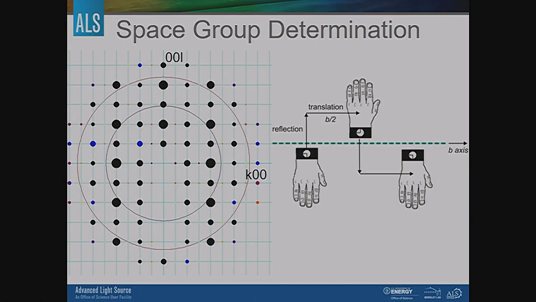So these are the kinds of things you look at in your intensities to determine what your space group is. So in this case, we'd say, oh, we have a glide.